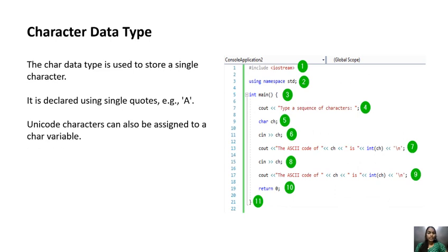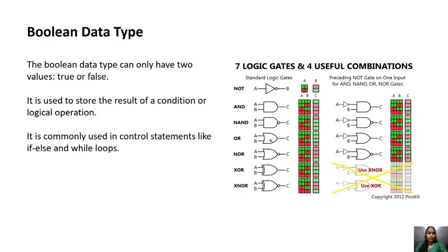Character data type. The character data type is used to store a single character. It is declared using single quotes. For example, here is how to store a character. Unicode characters can also be assigned to a char value. Boolean data type. Let's see what is meant by Boolean data type. The Boolean data type can only have two values, true or false. It is used to store the result of a condition or logical operation. It is commonly used in control statements like if else and while loops.